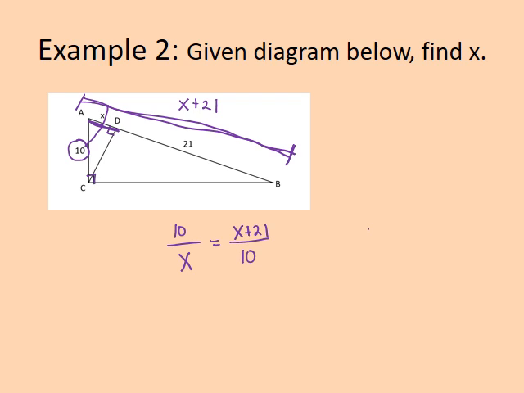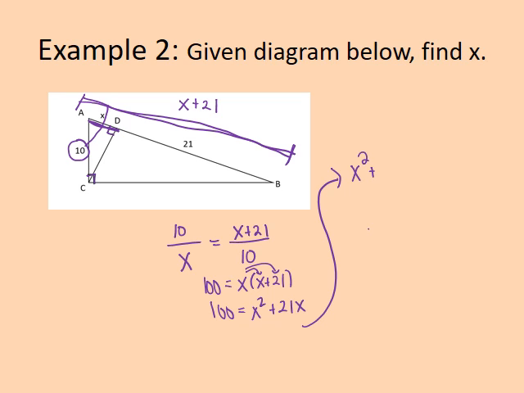Now, once we have this proportion, we need to solve for it. So we have 10 times 10, which is 100, equals x times x plus 21. Now we need to distribute. So we have 100 equals x squared plus 21x. This is a quadratic equation. So the way we solve quadratic equations is we set them equal to 0 and factor. So let's go up here. So we have x squared plus 21x minus 100 equals 0.